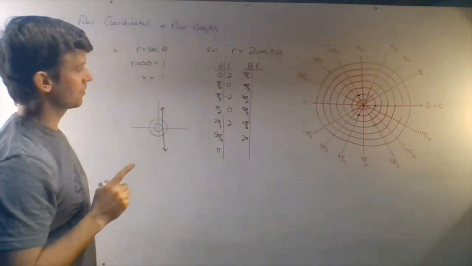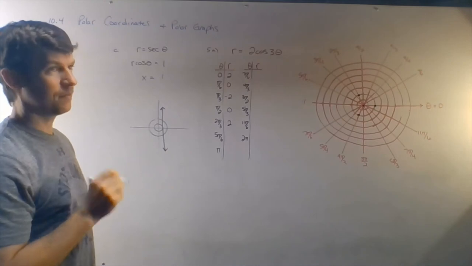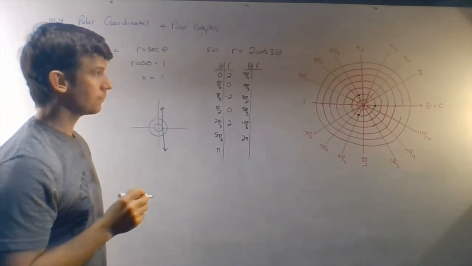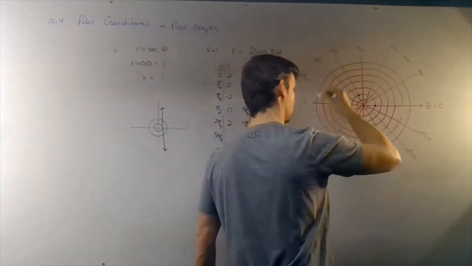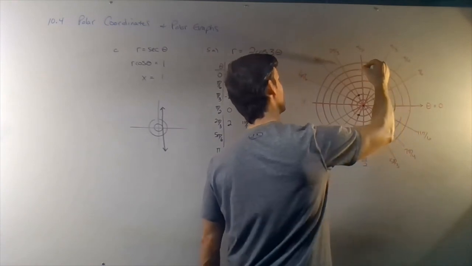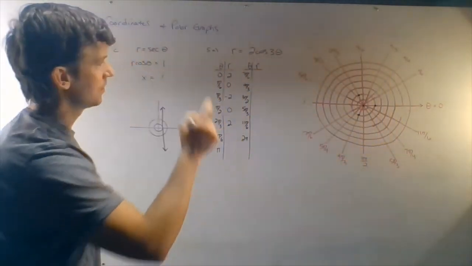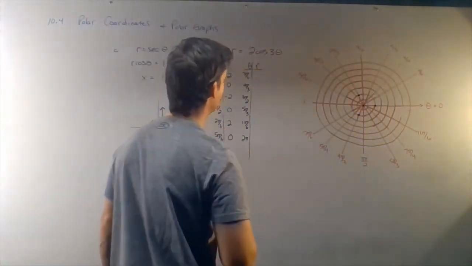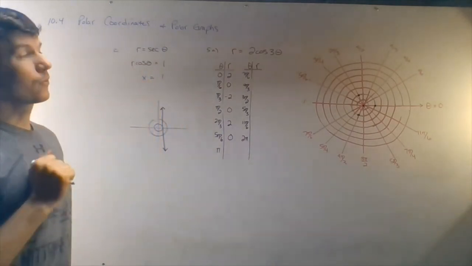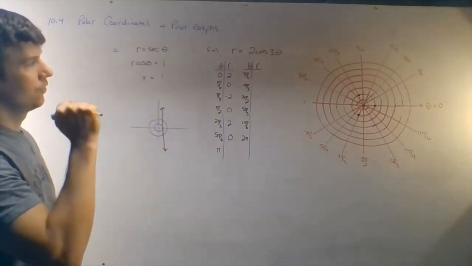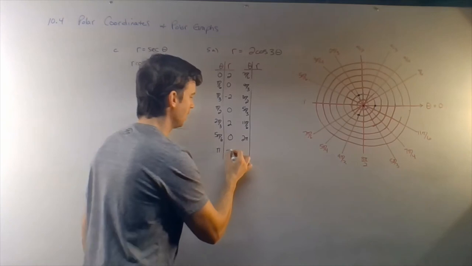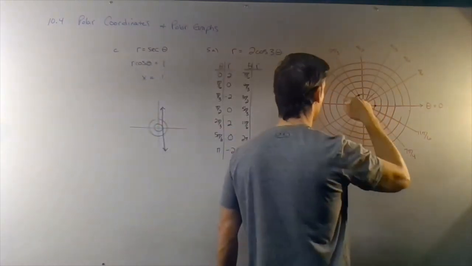5 pi over 6, so that's the cosine of 5 pi over 2. 5 pi over 2 is going the whole way around and a half. So cosine of that spot is 0, times 2 is 0. Plug pi in, cosine of 3 pi is negative 1, times 2 is negative 2. So facing pi, we're going to go negative 2.